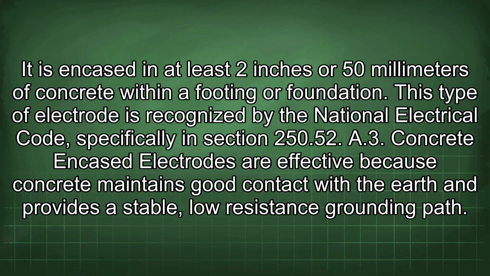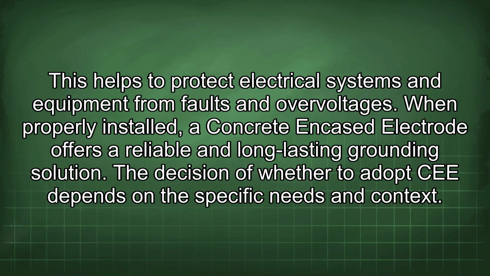Concrete encased electrodes are effective because concrete maintains good contact with the earth and provides a stable, low-resistance grounding path. This helps to protect electrical systems and equipment from faults and overvoltages. When properly installed, a concrete encased electrode offers a reliable and long-lasting grounding solution.